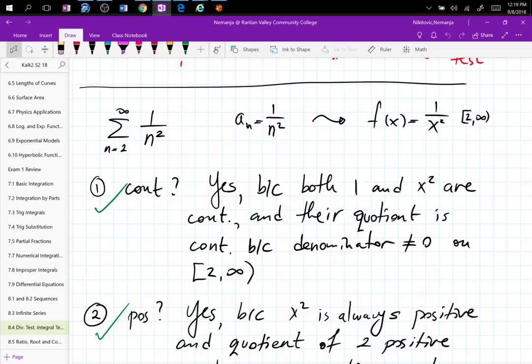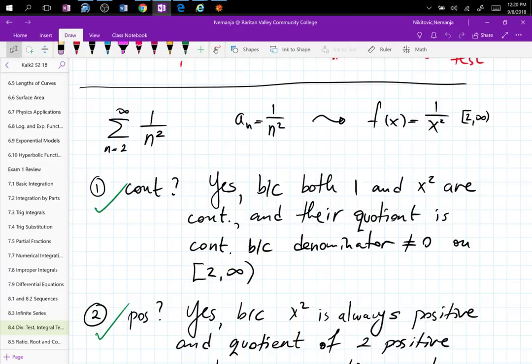Is it continuous? Yes, because both 1 and x squared are continuous, because they're polynomials, and their quotient is continuous because the denominator is not equal to 0 on 2 to infinity. You see that? We are working on a chopped off domain. The one number that would make this explode, right? 1 over 0 is infinity. One number that would ruin your day is 0, but it's not in the domain because we are only focusing on 2 to infinity. So we call on those theorems.